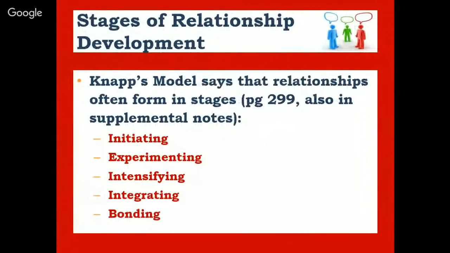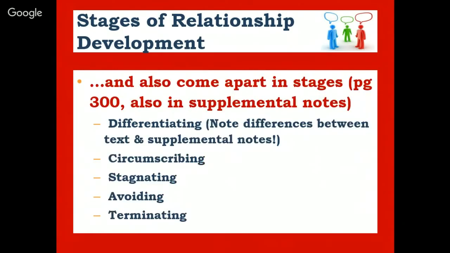So in the textbook, Corey Floyd writes a little bit about how relationships come together and how they come apart. And I've actually created supplemental notes that connect to this, and for two reasons. One is that in the coming apart side, which is on page 300, there's actually a difference in how I present one of the stages, and that stage is differentiating.